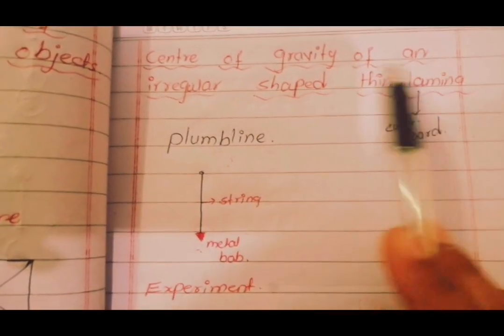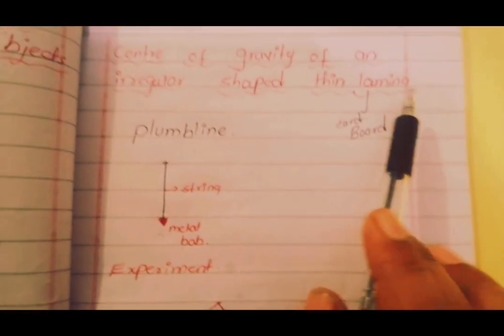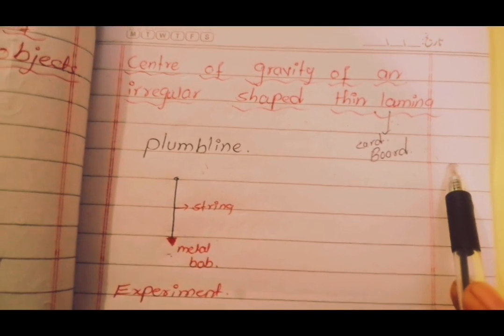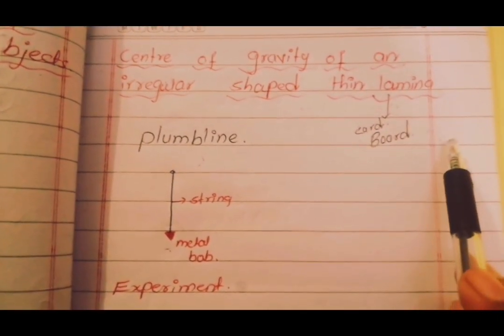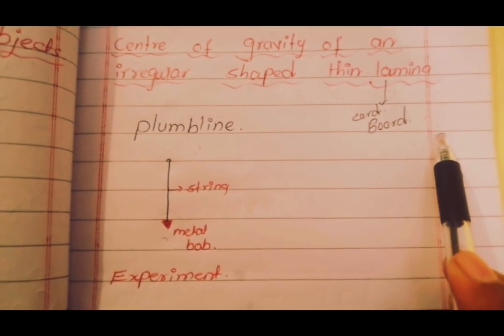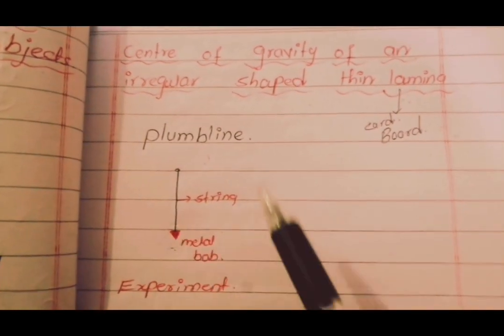Center of gravity of an irregular shaped thin lamina. If we have an irregular shaped cardboard, how can we find out its center of gravity? The center of gravity of an irregular shaped object can be found out by the use of a plumb line. What is a plumb line?